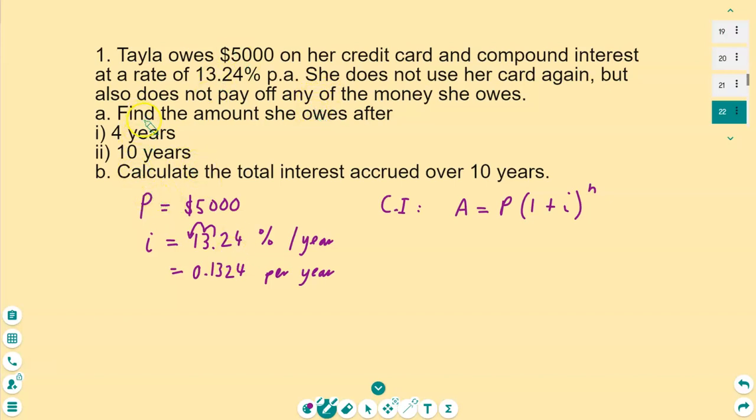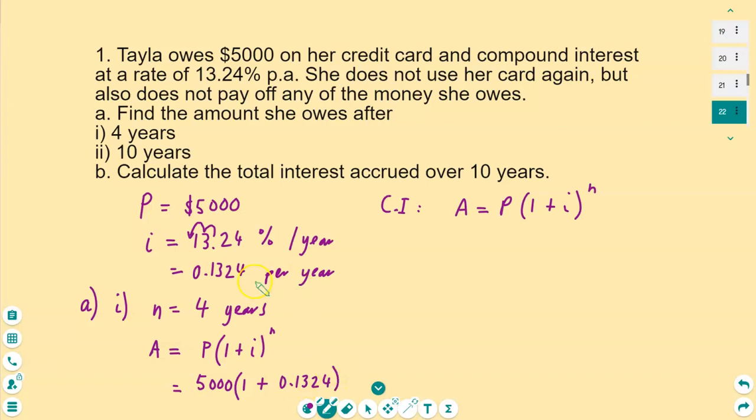Okay, so let's have a look. Find the amount that she owes after 4 years. All right, after 4 years. So that will mean that N equals 4, right? And let's put the units after it. The amount that she owes after 4 years means our little A equals P times 1 plus I to the N. Then we substitute. So our P is 5,000. 1 plus I as a decimal to the N, which is our number of years.